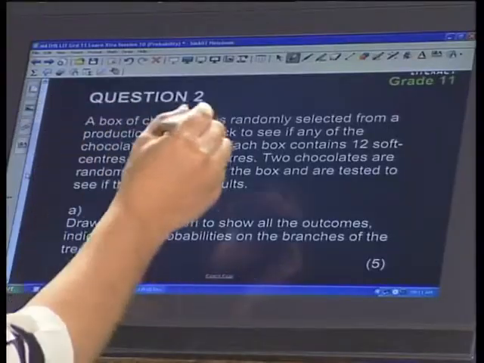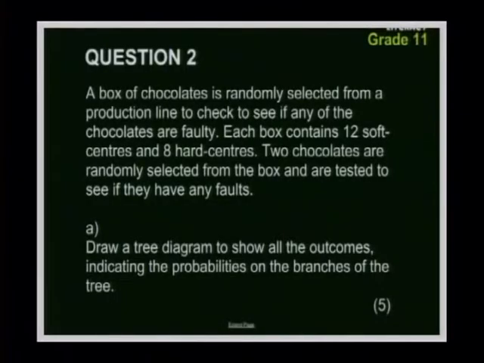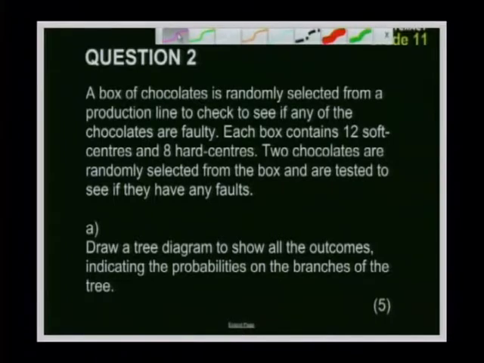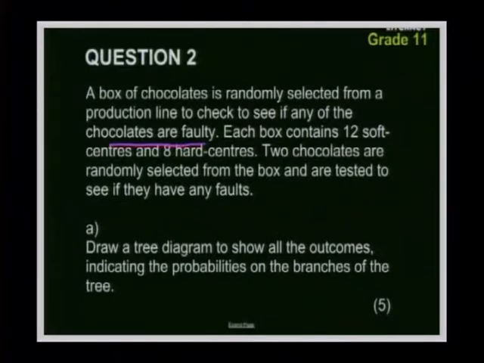Right, let's move on to question 2. A box of chocolates is randomly selected from a production line to check to see if any of the chocolates are faulty. Now, this occurs on a regular basis. Each box contains 12 soft-scented and 8 hard-scented chocolates. 2 chocolates are randomly selected from the box and are tested to see if they have any faults. So we're taking our box and we're going to randomly select 2 out of that box to see if they are faulty.